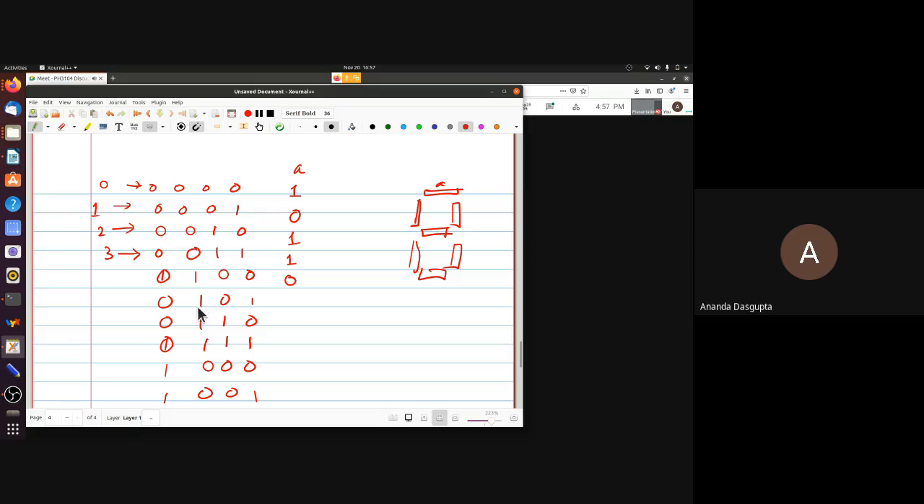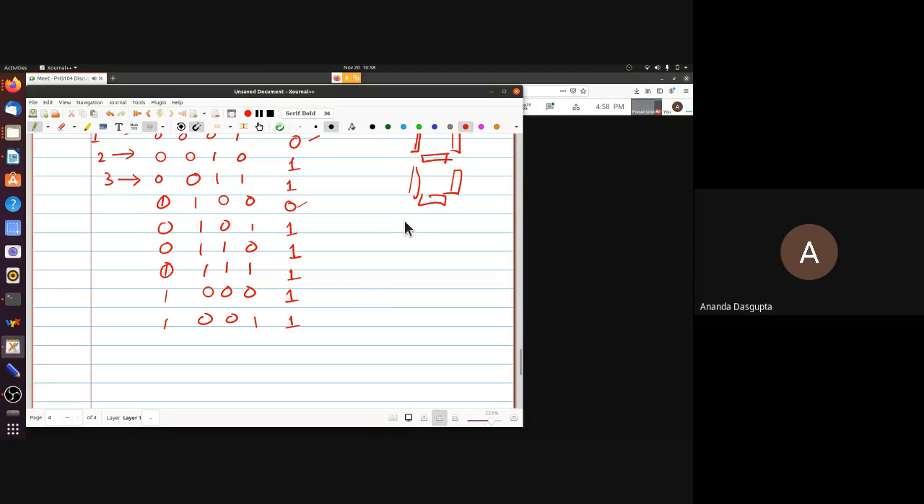Input 5, lights up again. 6, lights up again. 7, yes. 8, yes. 9, yes. So there are 2 cases where it doesn't light up, and 8 other cases where it does.